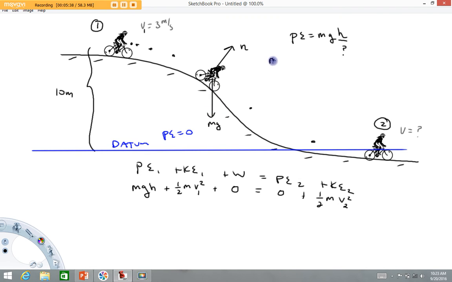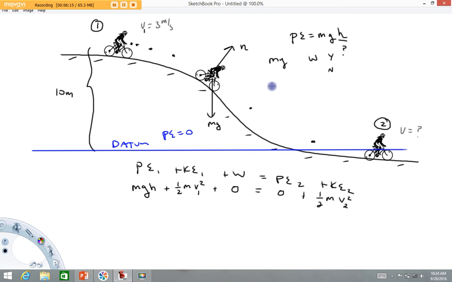So let's talk about the mg. Is there work done? Yes or no? And the answer is yes, because the mg is straight down, and when we go from position 1 to position 2, there is a 10-meter displacement in the direction of the normal. However, within the work energy theorem, when we look at this PE1 term, mg times h, that term is the work done by gravity as the system moves from 1 to 2. So this is already taken into account. If we try to put another mgh here, we'll be counting it twice. We don't want to do that.